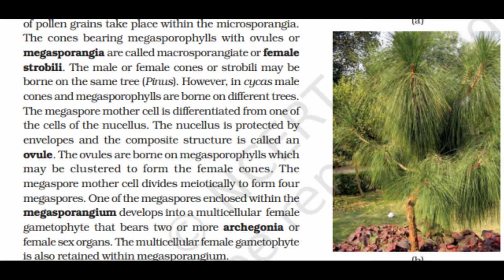The megaspore mother cell is differentiated from one of the cells of the nucellus. The nucellus is protected by envelopes and the composite structure is called the ovule. The ovules are borne on megasporophylls which may be clustered to form the female cones. The megaspore mother cells divide meiotically to form four megaspores. One of the megaspores enclosed within the megasporangium develops into a multicellular female gametophyte that bears two or more archegonia or female sex organs. The multicellular female gametophyte is also retained within the megasporangium.